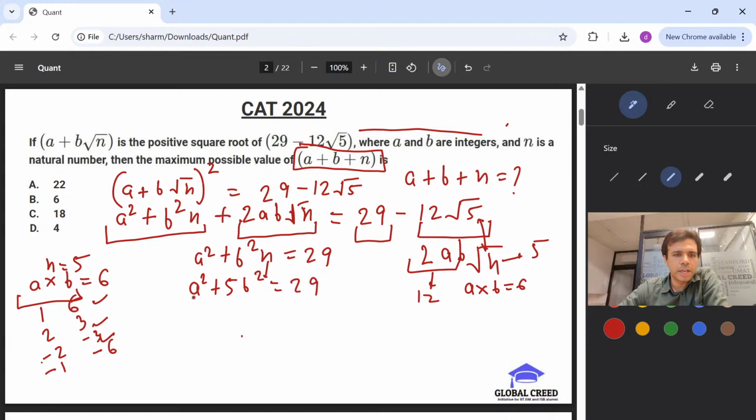Now if I take the values, a square with 1 and 6 gives 36, and if I take b, then their sum will never be equal to 29. So let me check the other way: I consider a as 6, that also goes to 36, so not possible. Let's take 2 and 3. If I take 2 and 3 as the values, when b is equal to 3 you will get 9 into 5, 45, and you will have a 4 here, which will again not fetch me 29. But if I take 3 here, then that would give me 9 here plus 5 into 4 here, which will actually be 29. So we have two possibilities.